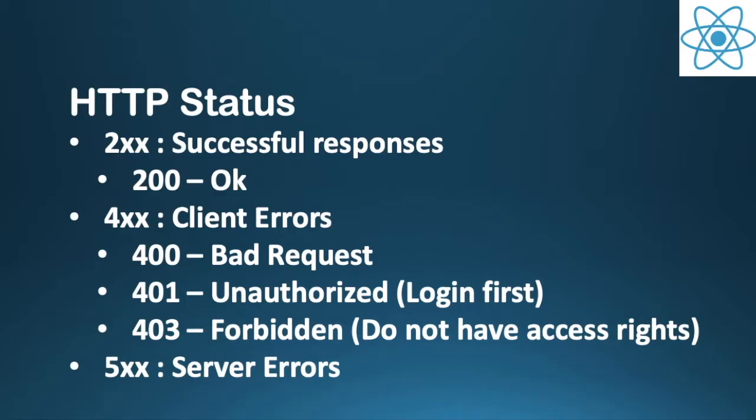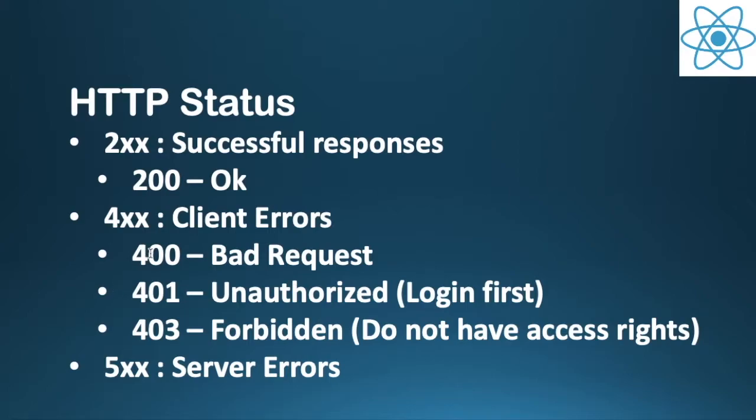The 200 series, in which 200 is the most commonly used, refers to success. So whatever we did was successful, so it came back as a success. The 400 series indicates client error. So whatever data we sent was an error. There was some issue there.